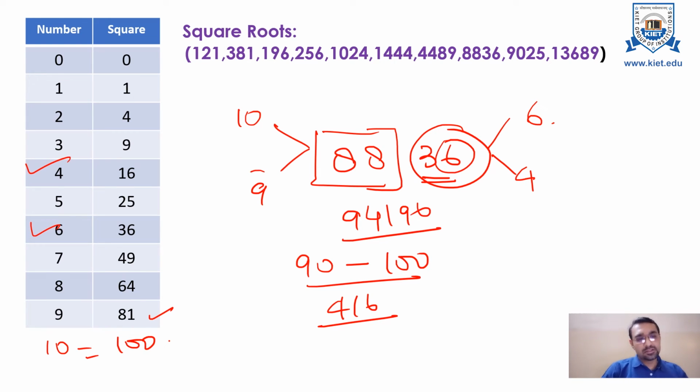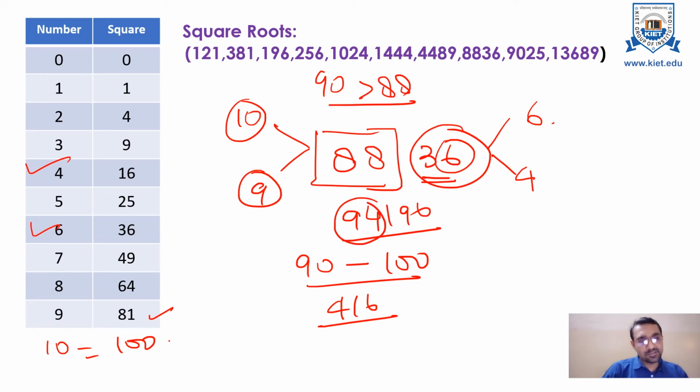10 into 9, 90. 90 is greater than 88. So you have to take the smaller number. The product of these numbers is greater than this particular number, so you have to take the smaller number. So the answer would be 94. So the square root of 8836 will be 94.